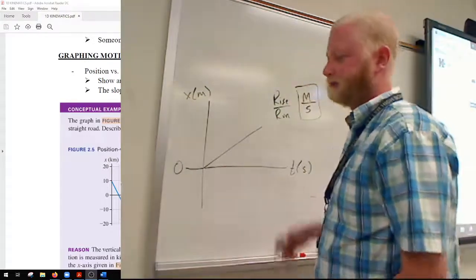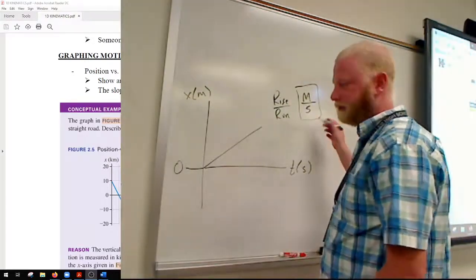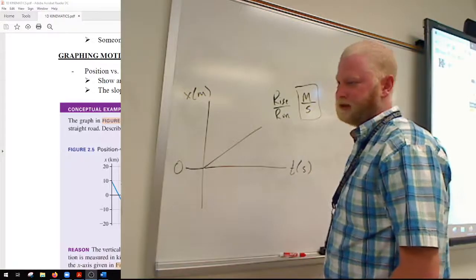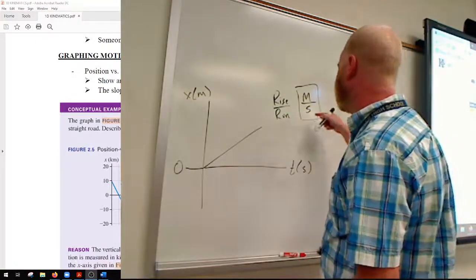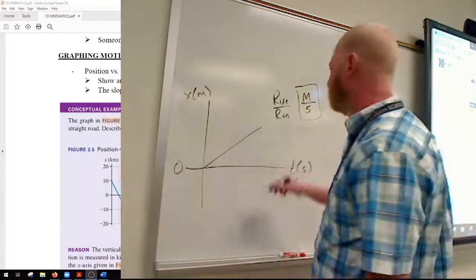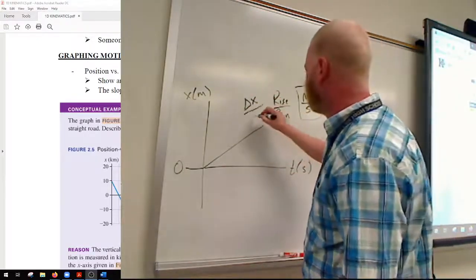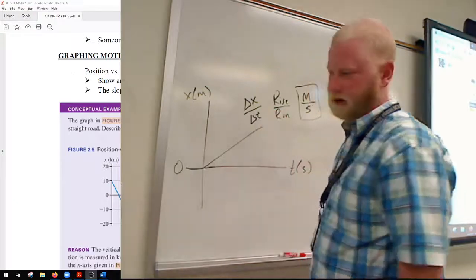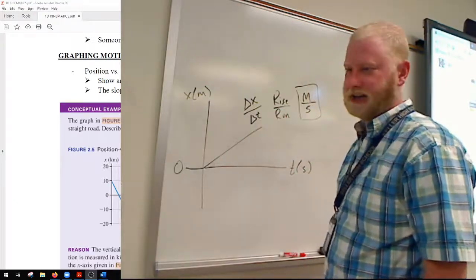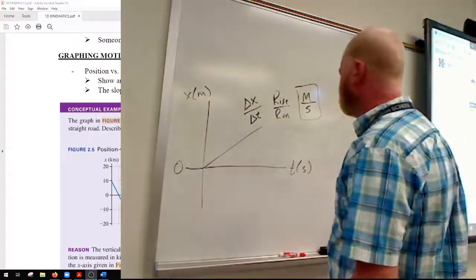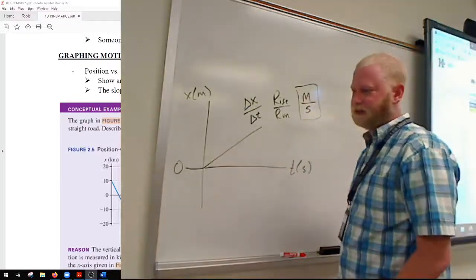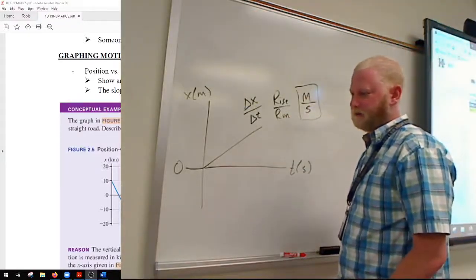Well, what do we know is measured in meters per second? Well, velocity. Alternatively, you could look at it just from an equation point of view. What's our rise? A change in position. What's our run? A change in time. Oh, what's a change in position over a change in time? Well, that's velocity. So you always want to look to see if the slope represents anything at all.